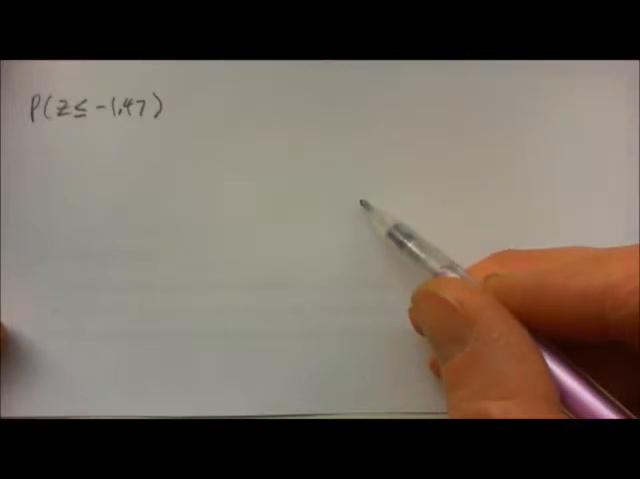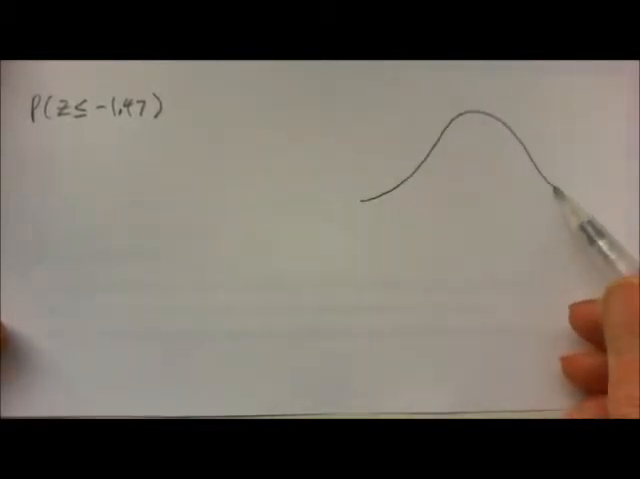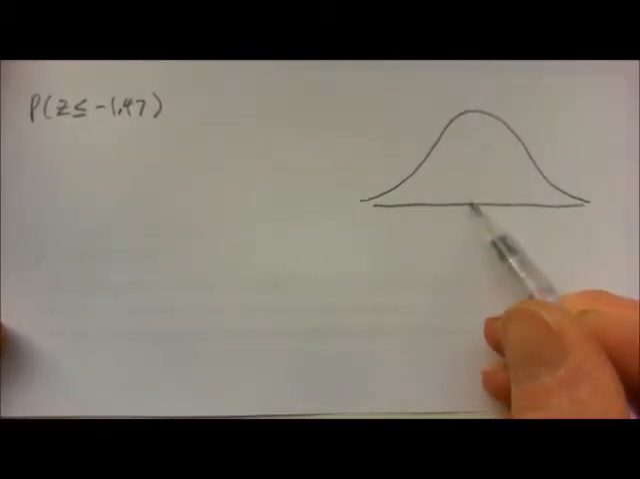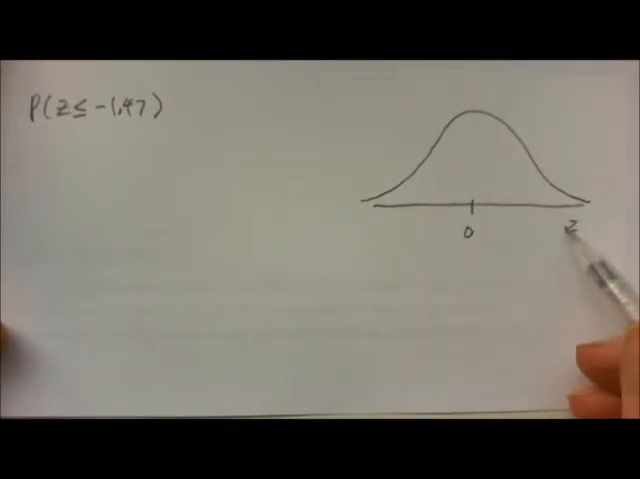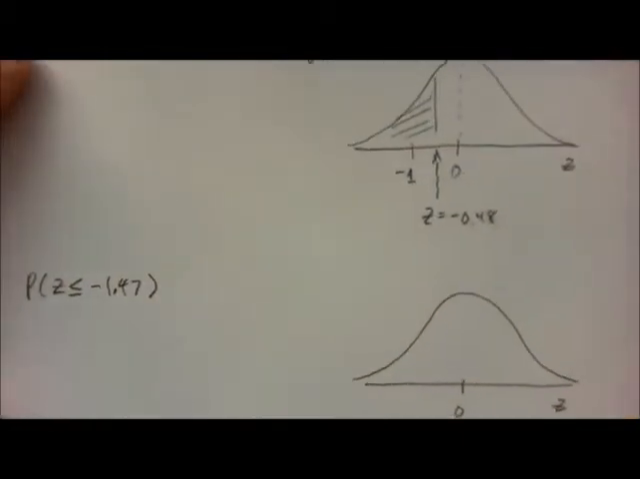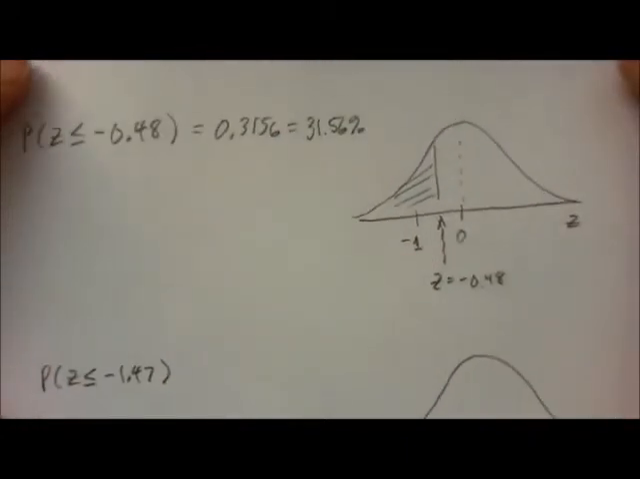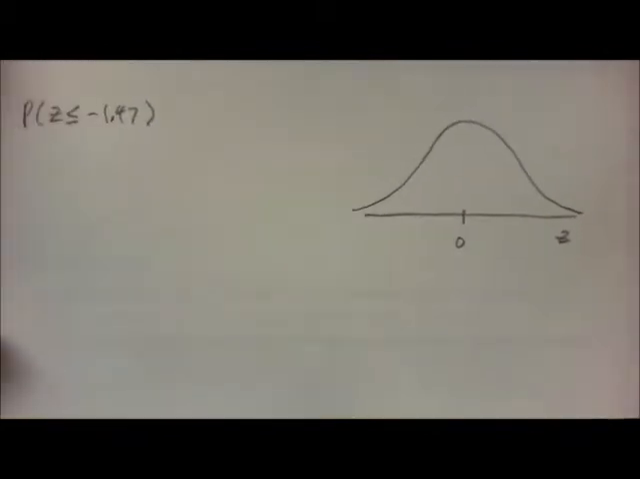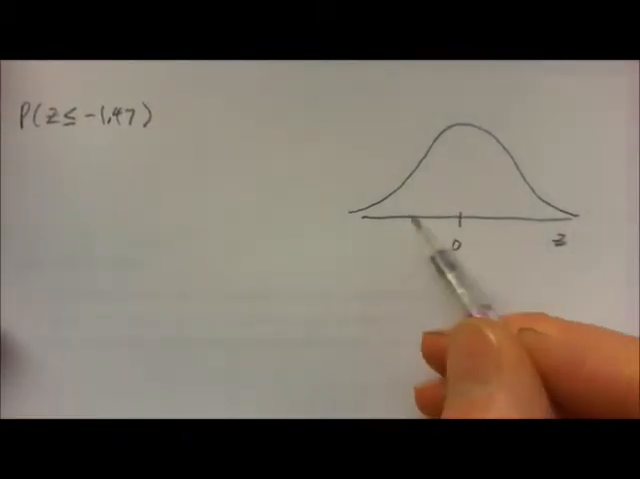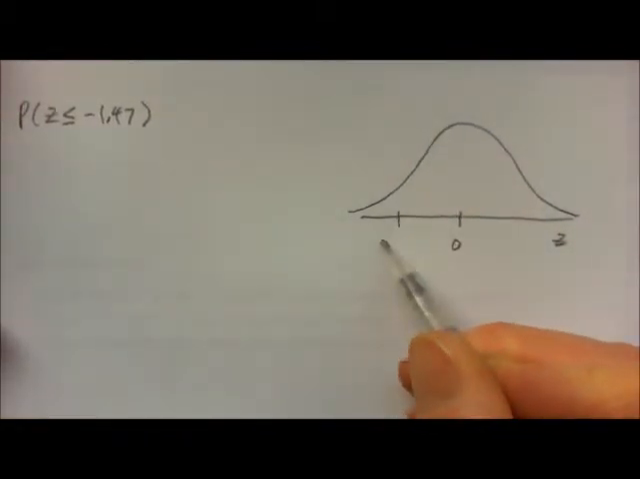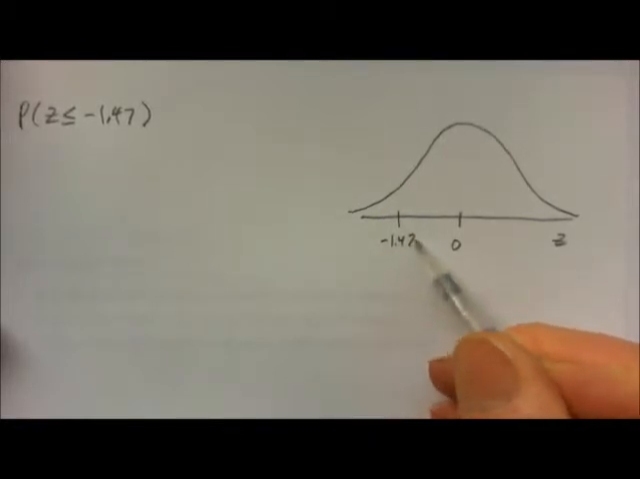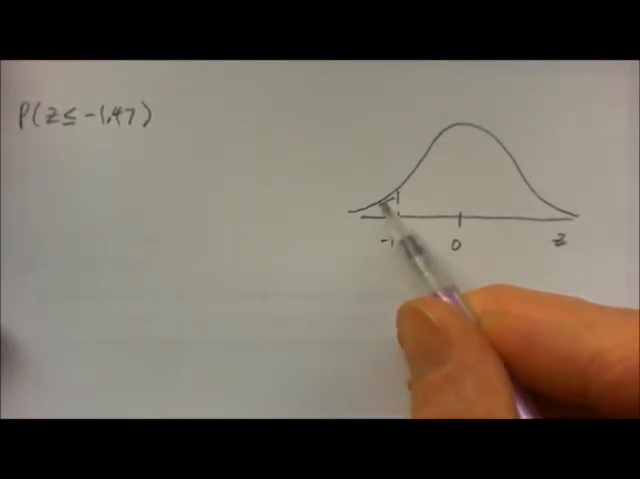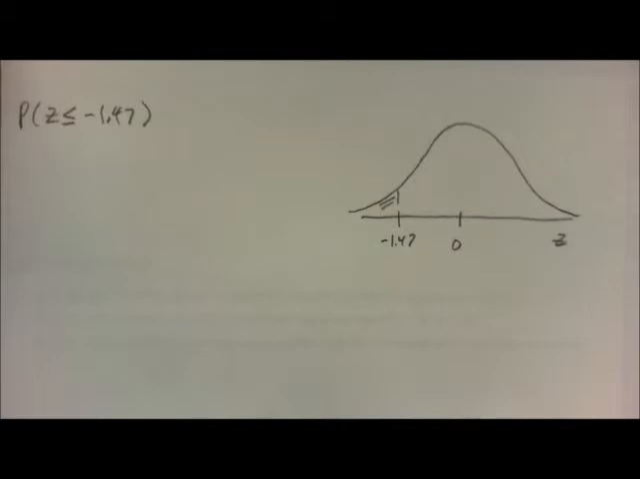Okay, so again, looking at the picture of the distribution, we've got something like this. Here's a z of 0. Negative 1.47 is even farther to the left than we were back where we had the negative 0.48. So we're going to be quite a bit to the left on this one. Negative 1.47 might be over here. So we're going to expect a fairly small probability. This area over here is pretty small.